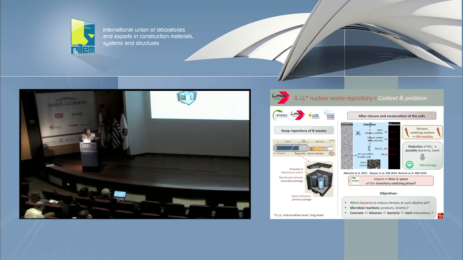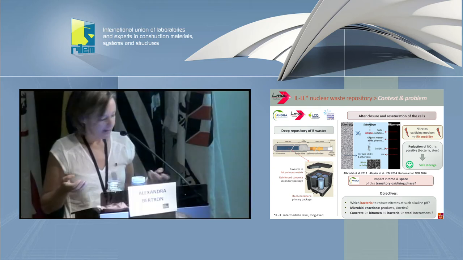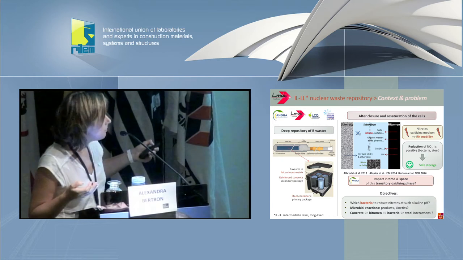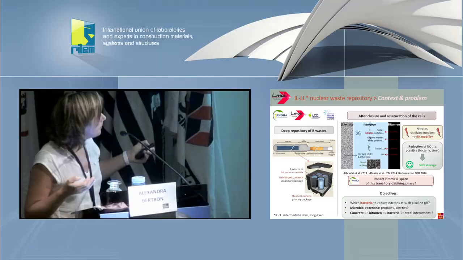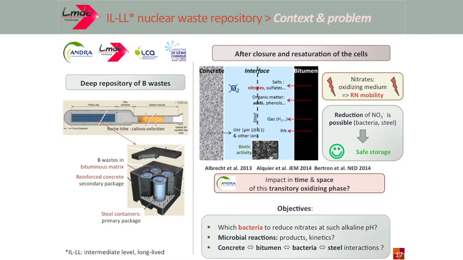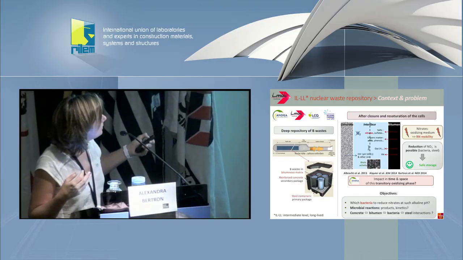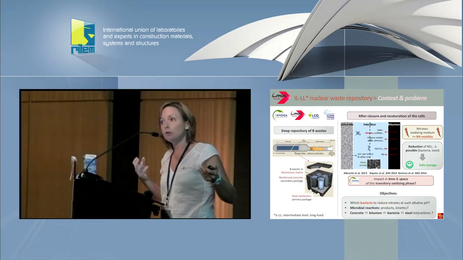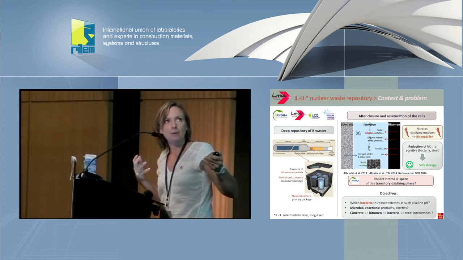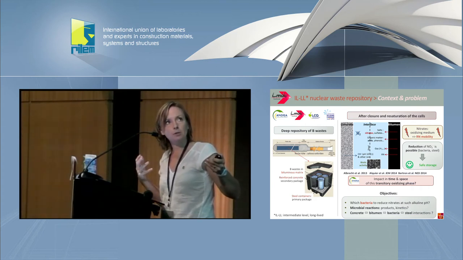So, what's the problem? After closure of the tunnel and resaturation in water of the cell, in this interface, which is maybe between a few hundred micrometers or a few centimeters, you will have some water in the interface. So concrete will release alkaline ions and other chemical compounds. So the medium will be alkaline. Bitumen will release some salts that were used to stabilize the nuclear waste, for example, nitrates, some organic matter also, some organic acids, some gas, and some radionuclides.